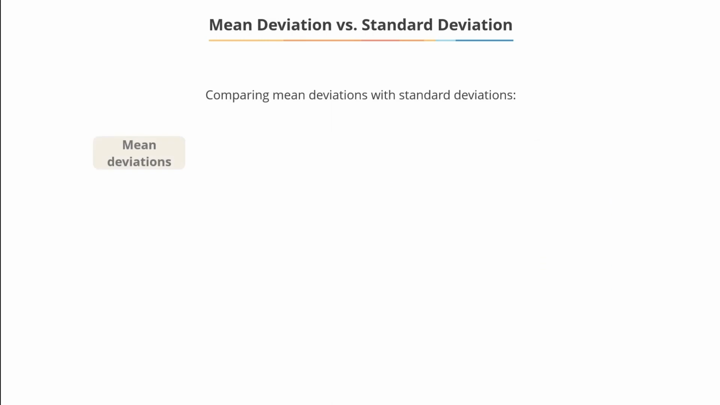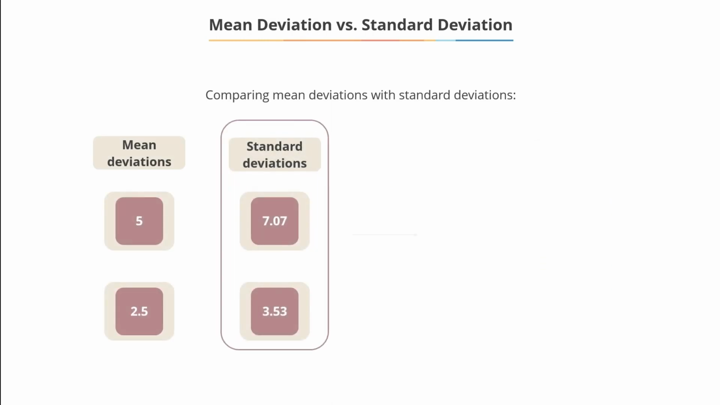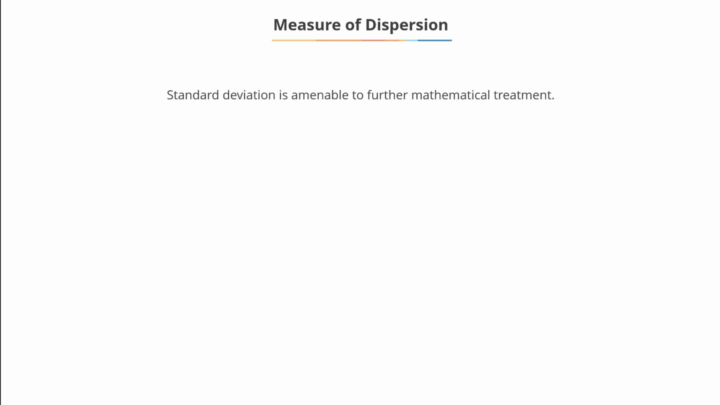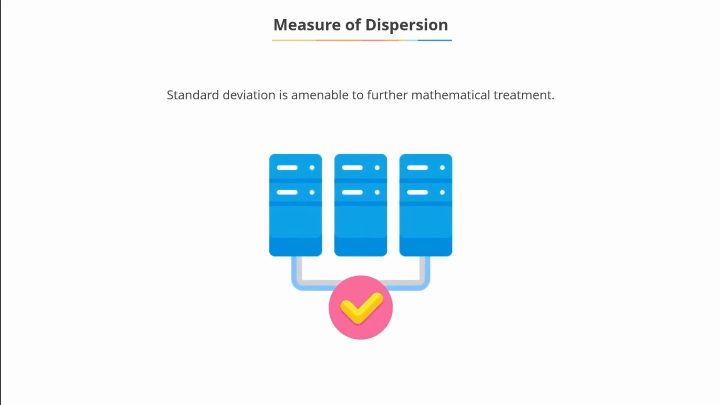When compared with mean deviations, the standard deviation magnifies larger deviations. Therefore, a larger spread is better captured. Like the arithmetic mean, the standard deviation is also amenable to further mathematical treatment. Hence, it is the most used measure of dispersion.